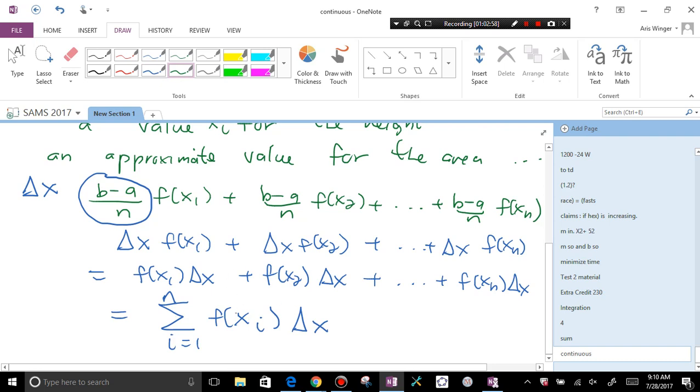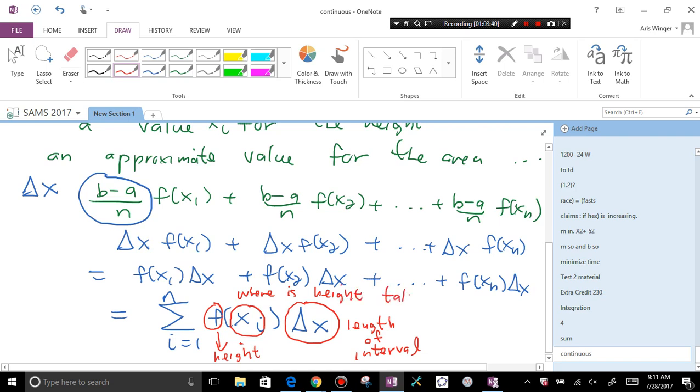So here, let's talk about all these pieces. What is this again? B minus a over n. But what does this represent? The length of the interval. What is this? Height. But it was the function that was given, so this is the height, indeed. What is this for? The x values for the height, the x values where you want the height to be. Where is the height taken? And what is this symbol for? Summation. That means you need to add up the rectangles.